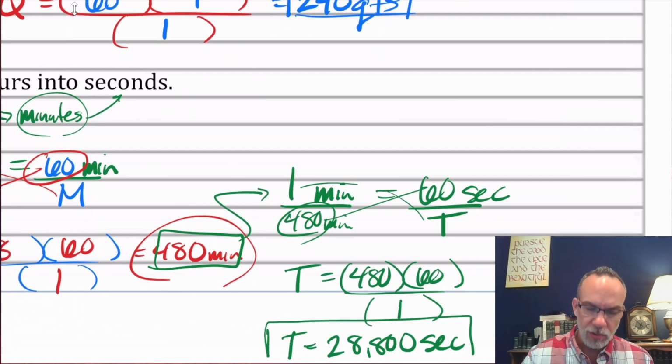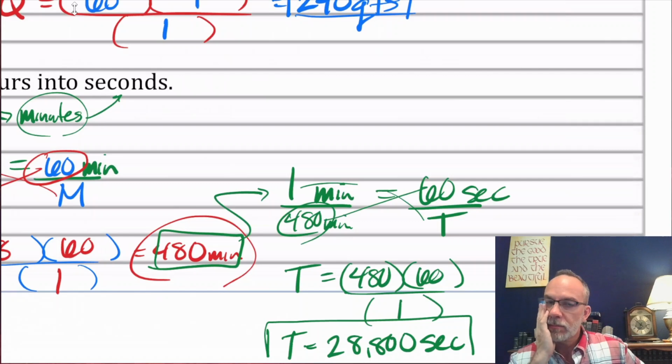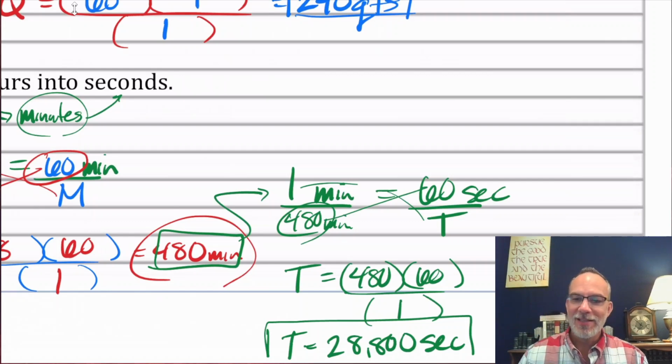So aren't you in school for about 8 hours a day? So what does that mean? It means you probably spend 28,800 seconds in school. Is it worth it?